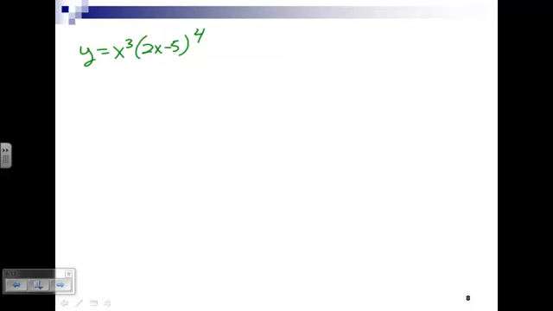Watch out, I'm going to try to trick you. The outside is the core. Okay, look at the new problem. Why is this problem more tricky than the other one? It's got it to the fourth power.